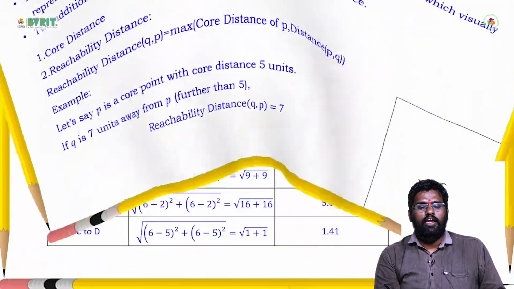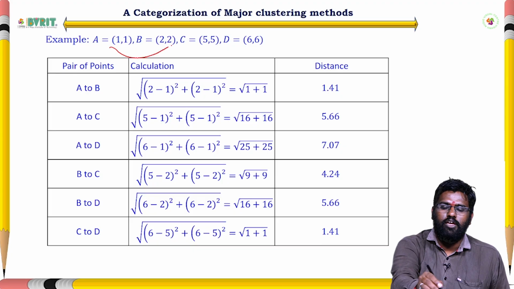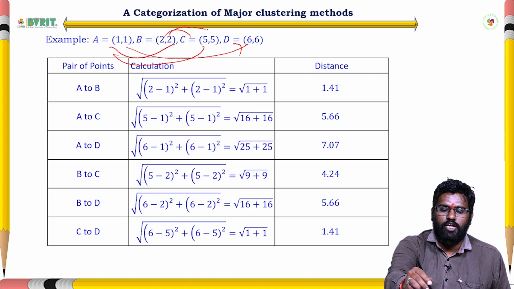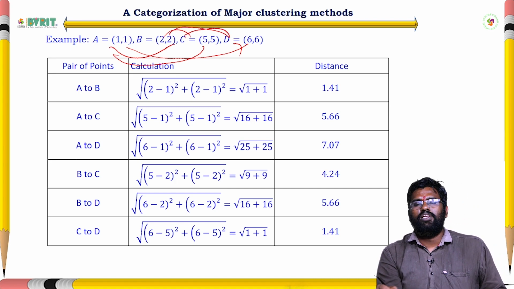So now we are calculating the ordered points. Euclidean distance between the points: from A to B, next A to C, then A to D we need to calculate. Next B to C, B to D, C to D. Those are all the values we are calculating and identifying the distance values.